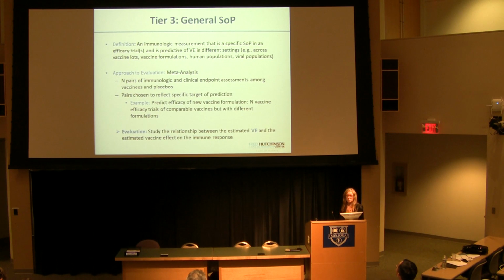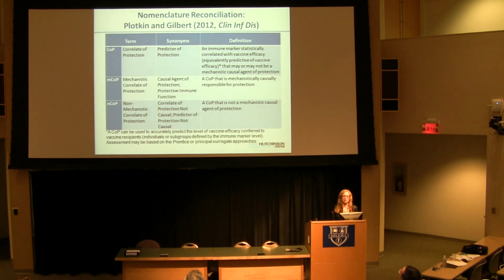I have one slide only on general SOP, which is what a lot of people are really interested in: being able to take some measure of immune response and use it to move vaccines to new populations, or if you have a new vaccine or a new formulation, you can't really do back-to-back efficacy trials, they're just way too big. So what you want to be able to do is predict this, and you need to do meta-analysis, and actually it's not clear that anything works. I think that's the bottom line. It's a very difficult topic.